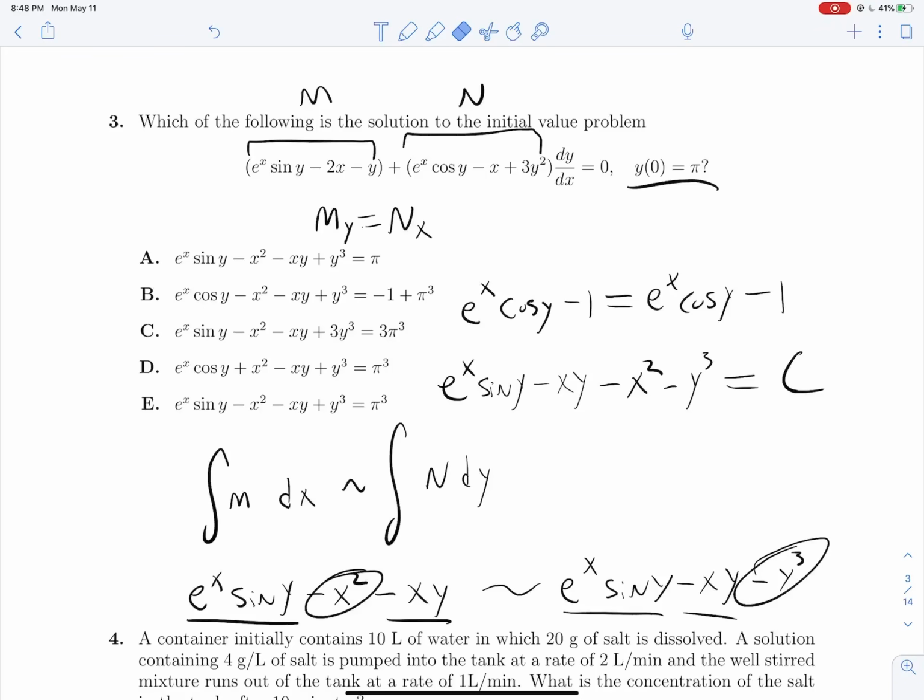This term will go to 0, and so will this one, and so will this one, but this guy right here will be negative pi cubed. Did I mess up my... oh yeah, look at that. It looks like I integrated N dy and got minus y cubed. That should be a plus. There we go. So applying our initial condition, we end up with pi cubed over there. And that is our answer, which is option E for number 3.